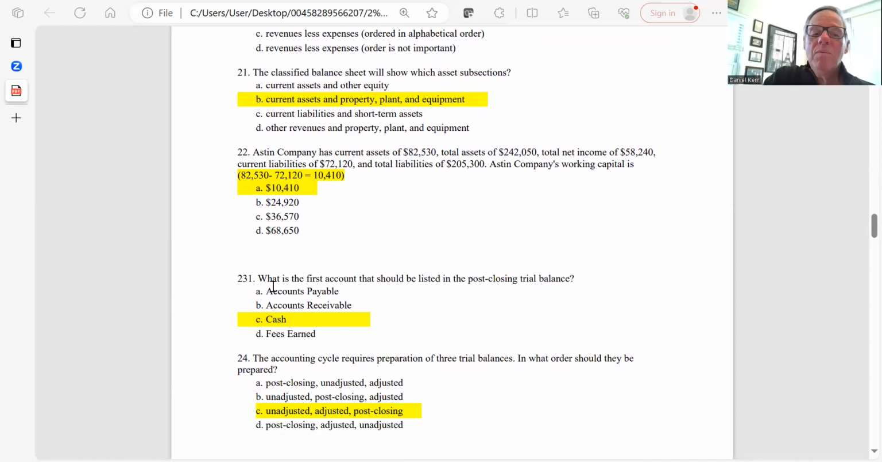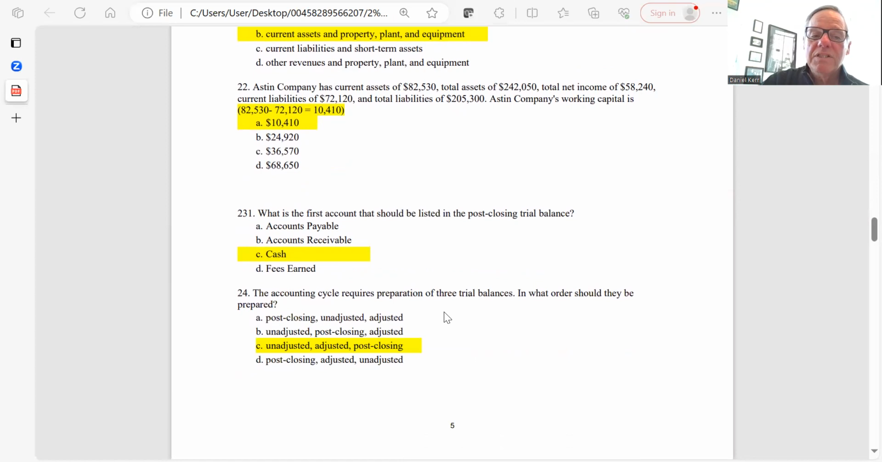23. What is the first account that should appear on the post-closing trial balance? Post-closing trial balance will include all the balance sheet accounts, so all the revenue and expense accounts have been closed out, and the first account, always in the general ledger, is cash. So the answer is C.